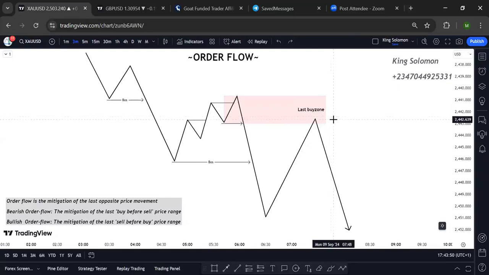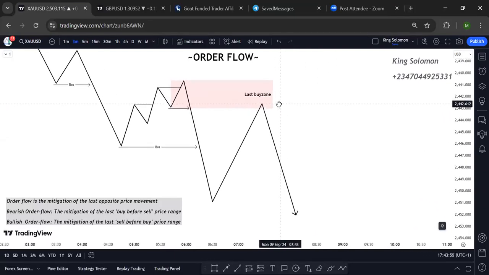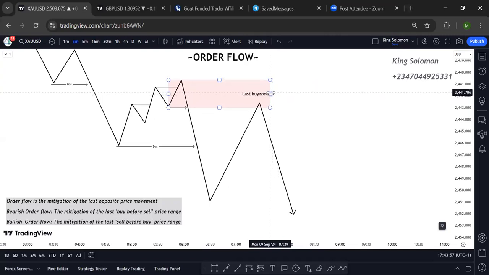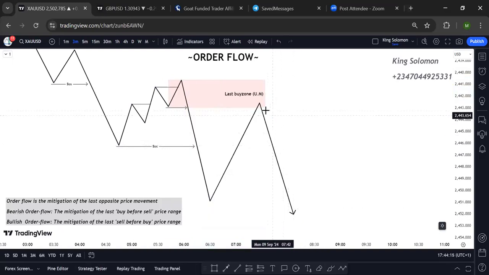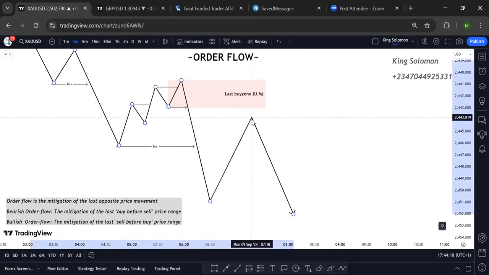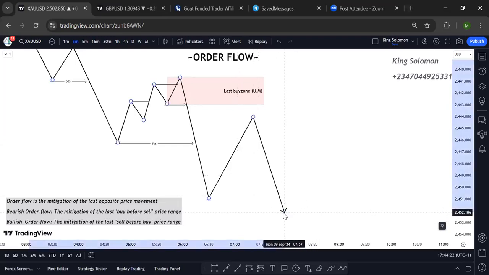Now, sometimes you might see price neglect your zones, right? You might see price neglect your order flow zones. So what do you do? You probably mark it as an unmitigated zone. You can see this, and then mark it unmitigated, let's say U.M. Let's say it was not mitigated, price did not tap into this, and then price went down to break structure.